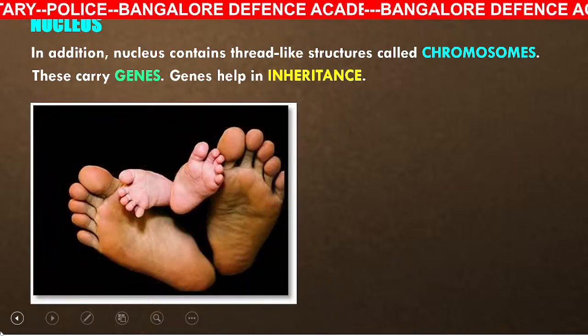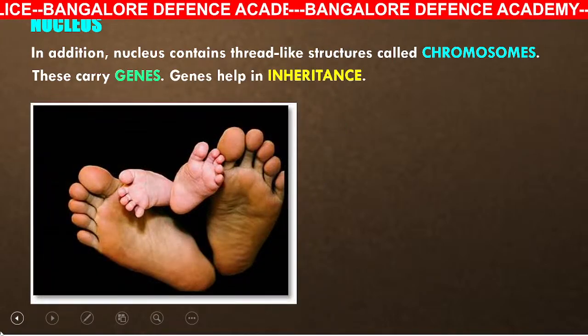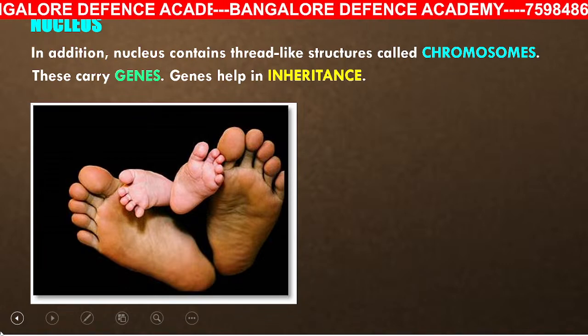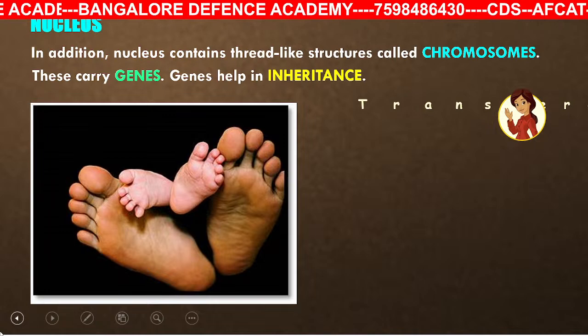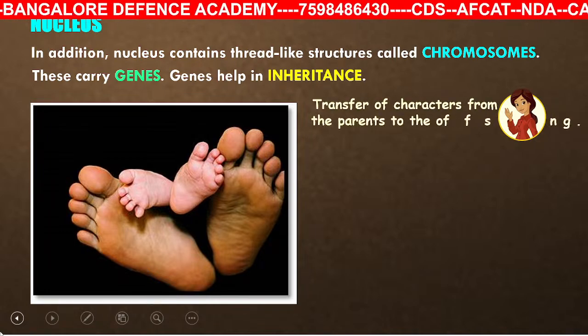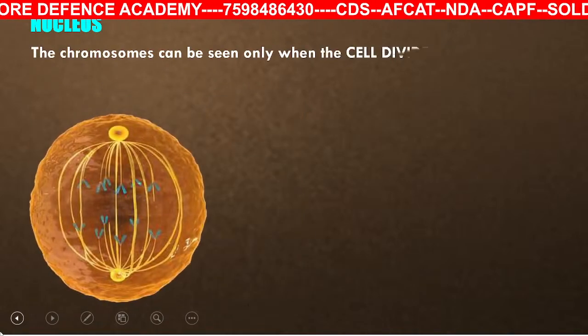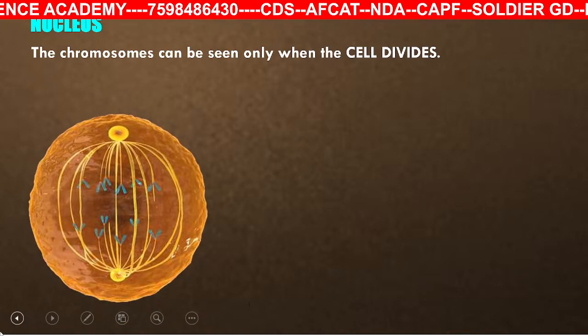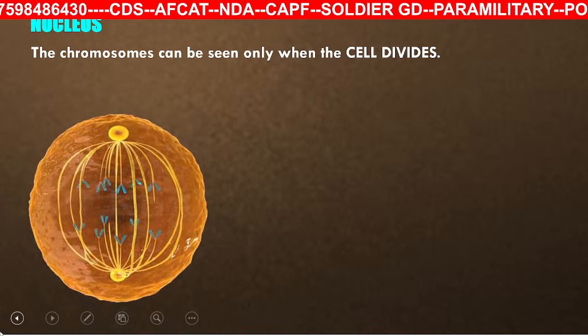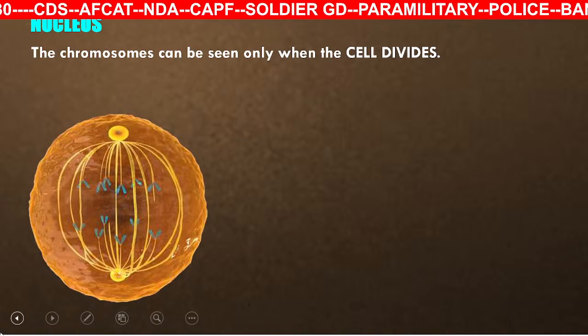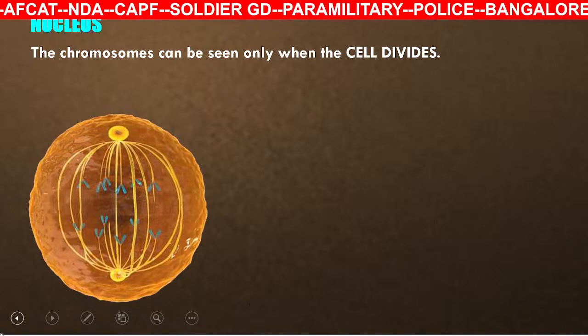We'll see that in detail. So genes carry messages to the next generation, or inheritance. Do you understand? Okay. They transfer the characters from the parents to the offspring. The height, weight, color of the skin, everything depends on the gene. Okay. The chromosome can be seen only when the cell divides. Remember this. Chromosome can be seen only when the cell divides.